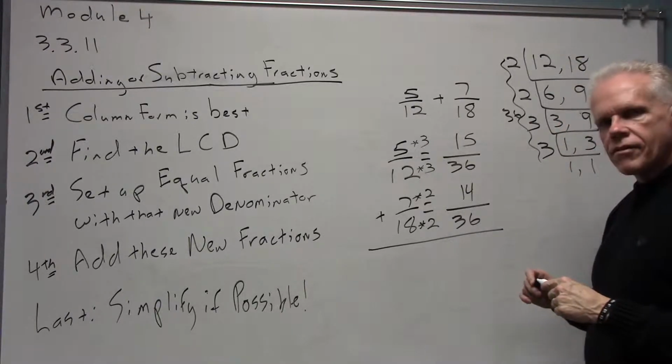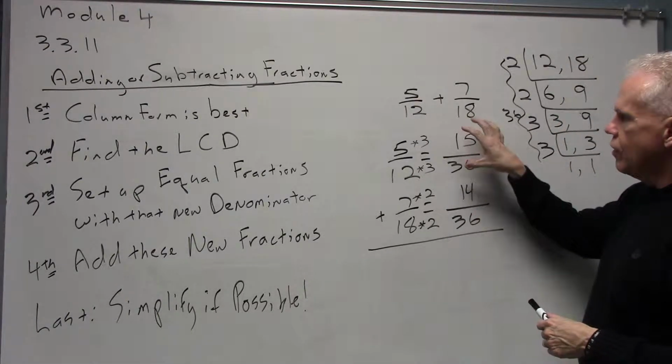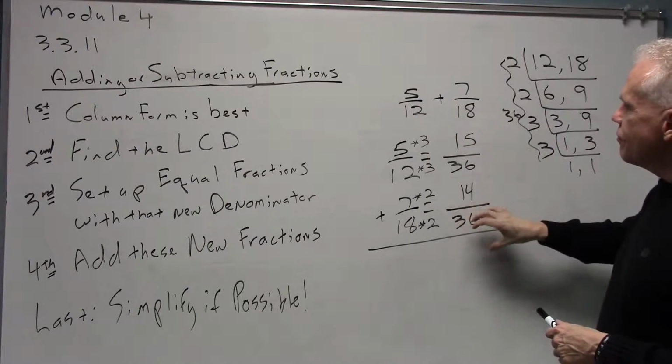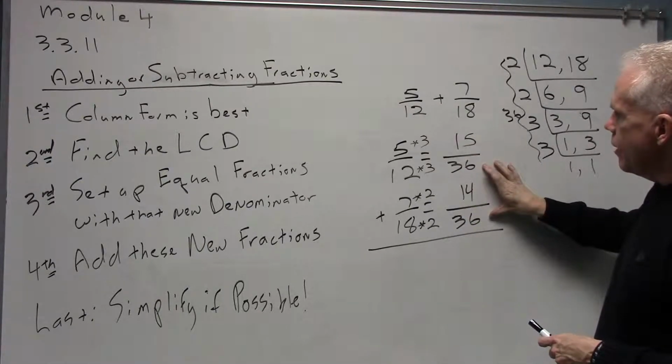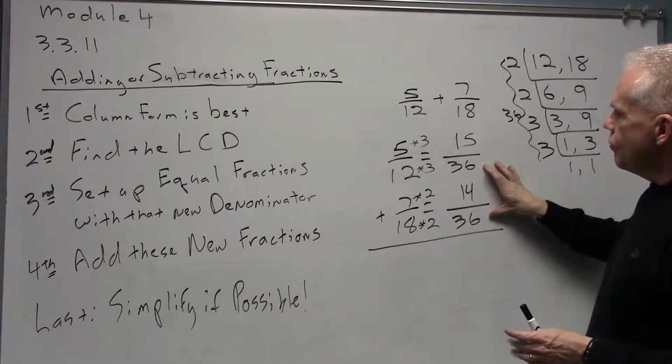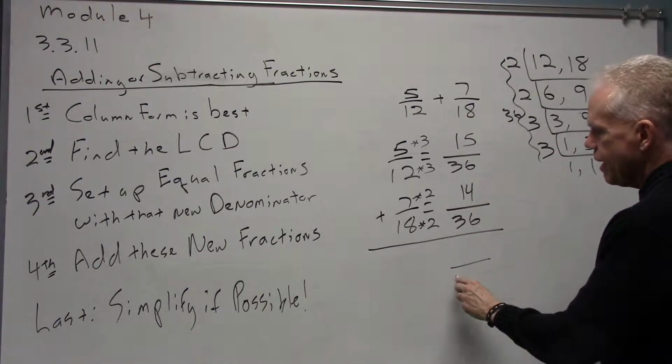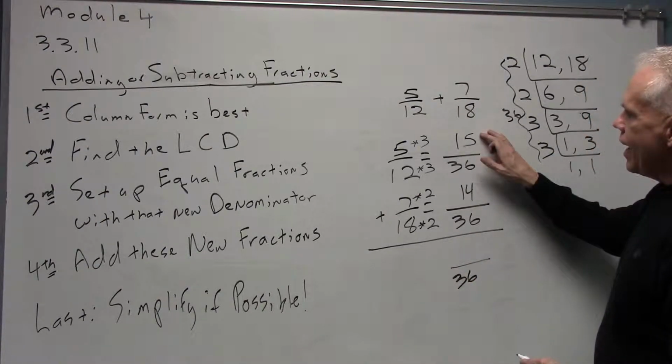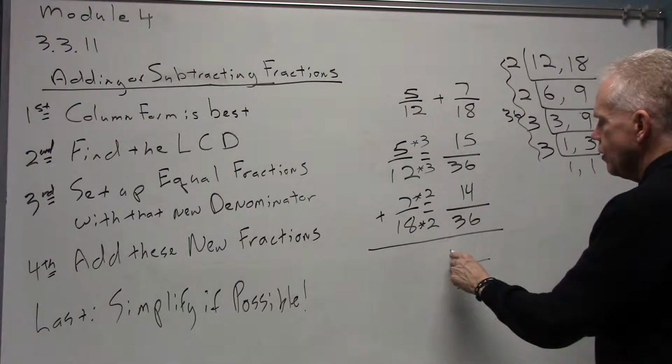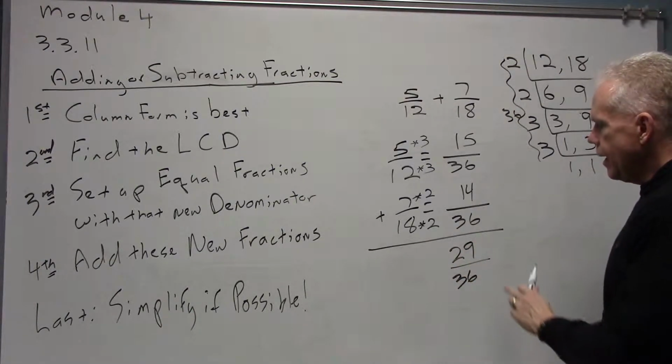So now I've got these new fractions that are like fractions. They have a common denominator. So I can simply add these new fractions. I will keep that denominator at 36. I'll add the numerators. 15 plus 14 is 29. And I have an answer.